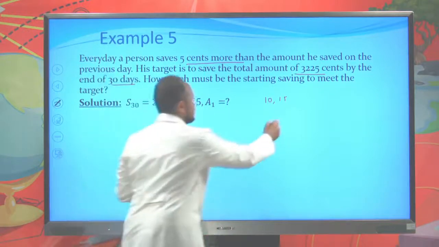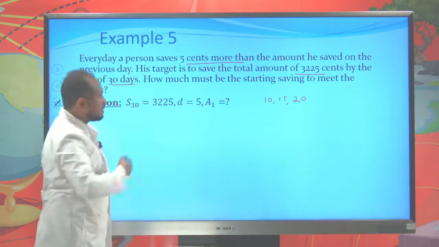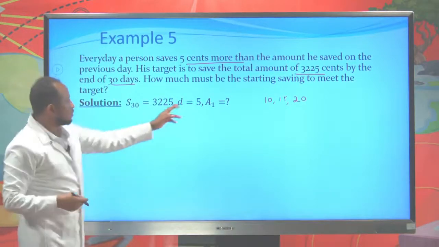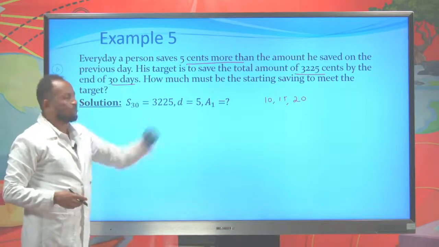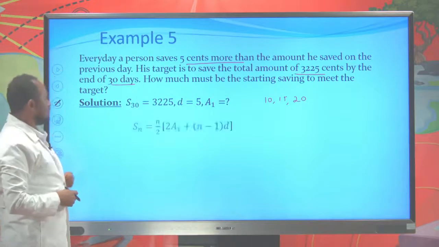On the next day he saves 20. So from this you can see that the common difference is 5. Therefore, the common difference is 5. So we are asked to find the first term a1. Applying the formula, we can find a1.